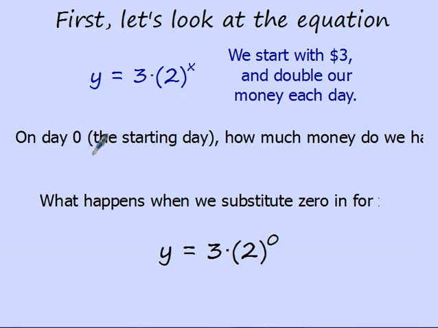So on day 0, which would be our starting day, we would have our equation y equals 3 times 2 to the 0 power. $3 is what we start with, we're doubling our money, and 0 time periods have passed. Anything to the 0 power simply goes to 1. So really this is 3 times 1, which is going to just equal 3.